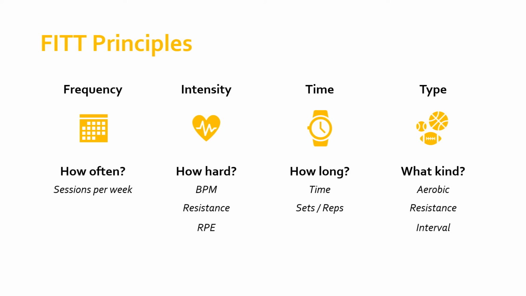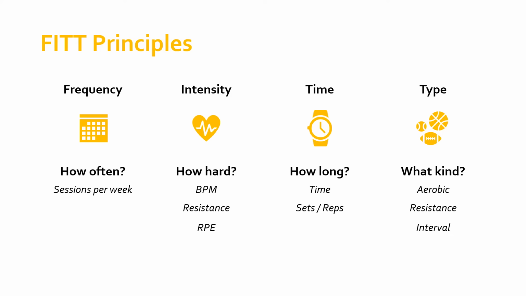So those are the key things in the FITT principles. F, frequency, so how often; intensity, how hard do you want them to work in each of those sessions; how long do you want them to work for. That's both in the length of the session itself, but also within those sessions, sets and reps, for example, or even intervals within the session, the work and rest ratios, that sort of thing. And then also, obviously, type. What do you actually want them to be doing? Are they going to be doing some aerobic work? Is it resistance work? Is it interval work? And so on. So those are the key FITT principles.